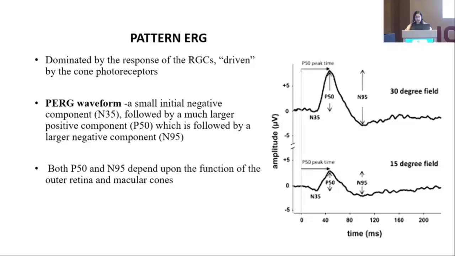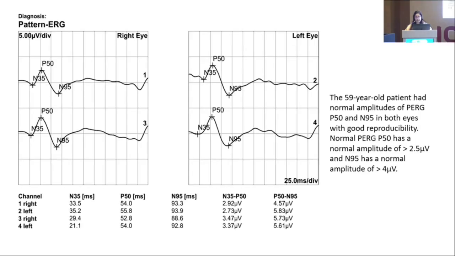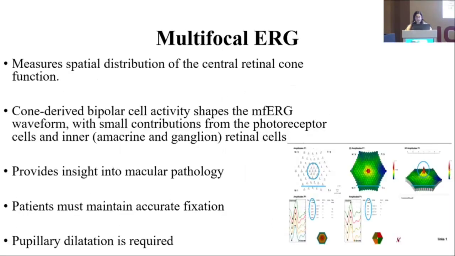The waveform includes an initial negative N35 followed by a larger positive P50, which is followed by a larger negative N95 component. It differentiates between macular and optic nerve disorders. In macular disorders, P50 is abnormal, and in ganglion cell disorders, N95 is abnormal. This is a printout of a normal pattern ERG with normal P50 and N95 amplitudes.